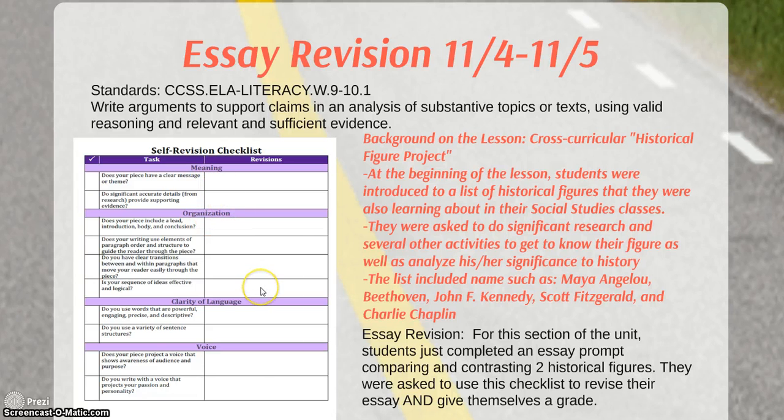Meaning, organization, clarity of language, and their voice. This actually did work pretty well. We had about half the period the class was quiet, and we had them do it all on their own, and then the second half of the period we allowed them to speak about what they revised with a partner. But it wasn't a peer revision.